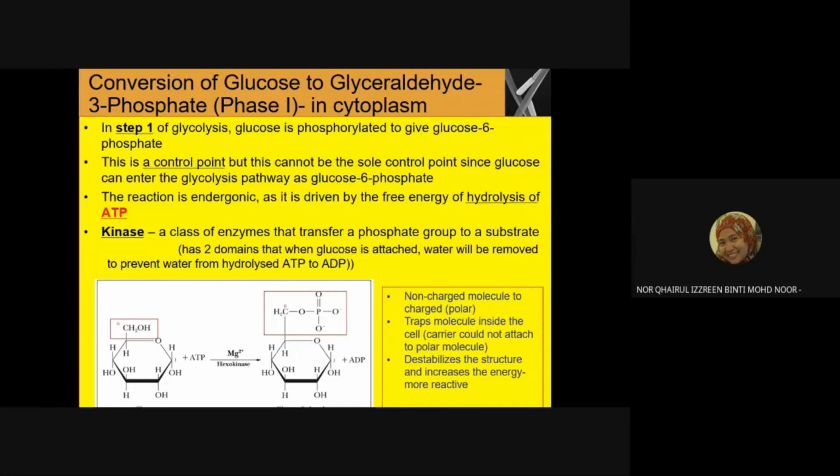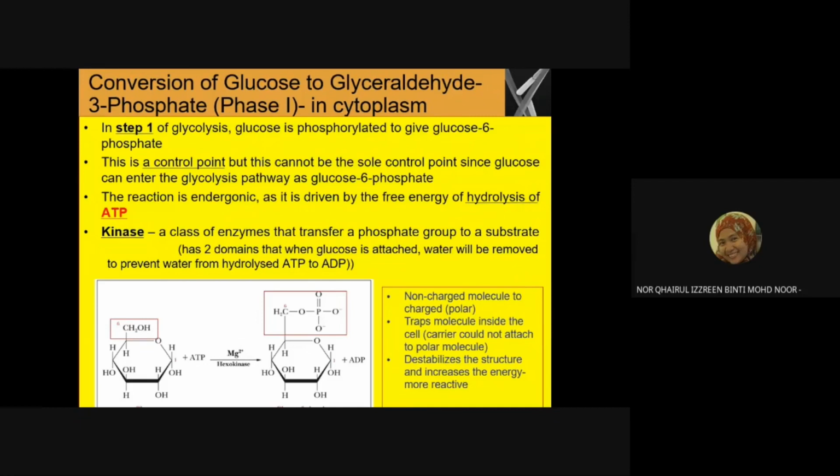So this molecule is trapped inside the cell, because it cannot cross the membrane. Remember, step 1 of glycolysis happened in the cytoplasm, so we need to make sure glucose stays in the cell. How they do that is by changing glucose to glucose 6 phosphate, which has a polar group, so it is a polar molecule and it cannot cross the membrane to go outside.